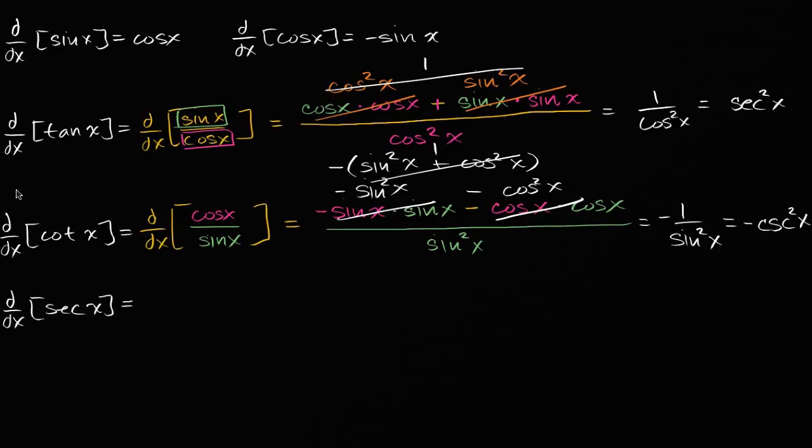Well, secant of x is the same thing as 1 over the cosine of x. And that's just the definition of secant. And there's multiple ways you could do this. When you learn the chain rule, that actually might be a more natural thing to use to evaluate the derivative here. But we know the quotient rule, so we will apply the quotient rule here.